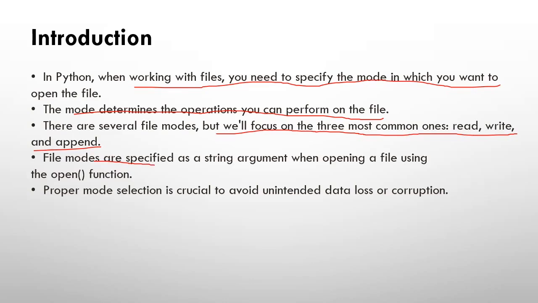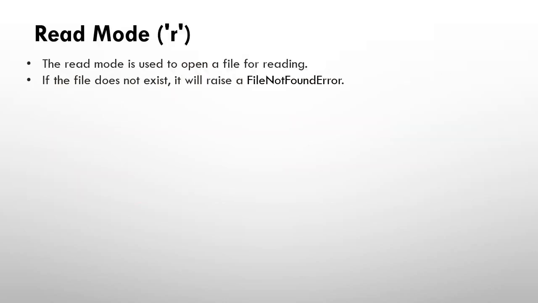File modes are specified as a string argument when opening a file using the open function. Proper mode selection is crucial to avoid unintended data loss or corruption. Read mode. The read mode is used to open a file for reading. If the file does not exist, it will raise a file not found error.